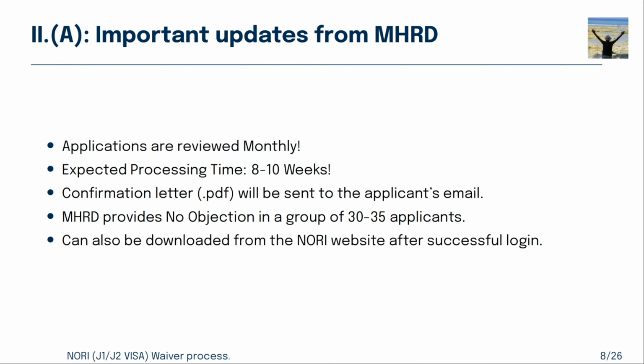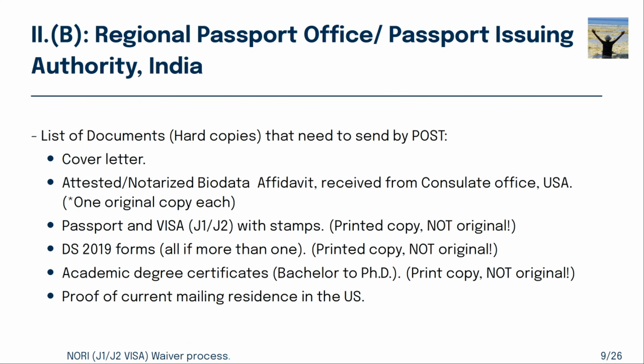The confirmation letter will be sent to the applicant's email in PDF format. MHRD provides no objection in a group of 30 to 35 applicants, and you can also download it from the NORI website. If you have already made a profile on that website, you can always check the status, and if the confirmation has already been received, you can download it anytime, right? If you have missed the email, you can download it from the NORI website using your user ID and password. Now I'm talking about 2B, the regional passport office.